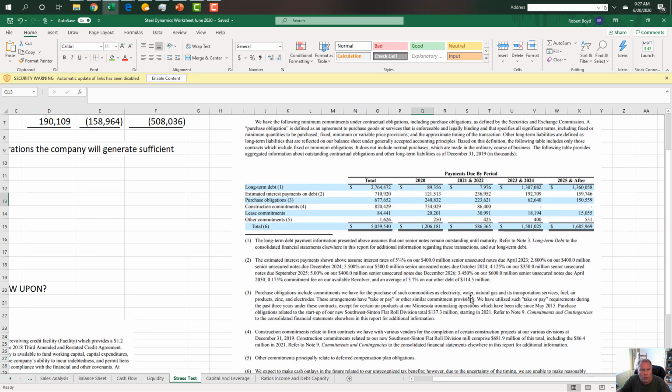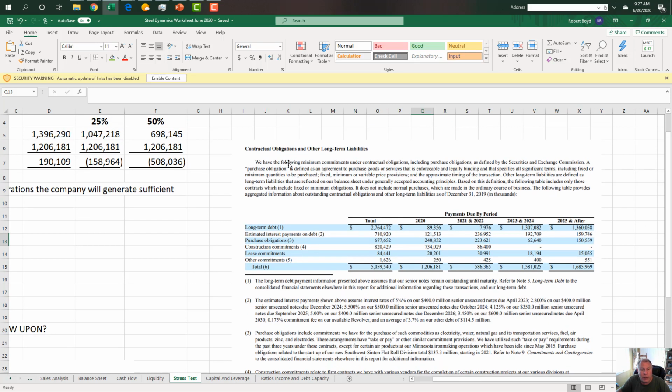what I found was this: contractual obligations and other long-term liabilities. You need to go to the 10K, and they identify the total contractual payments that are due. This includes everything: long-term debt, interest, purchase obligations, constructions, everything they're locked into doing. And what I found for 2020 is $1,206,000.